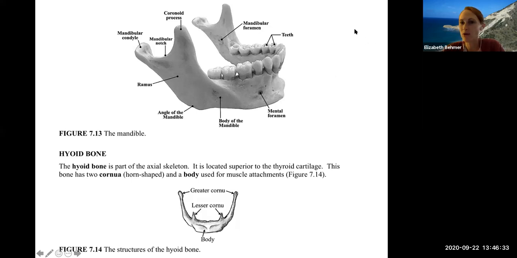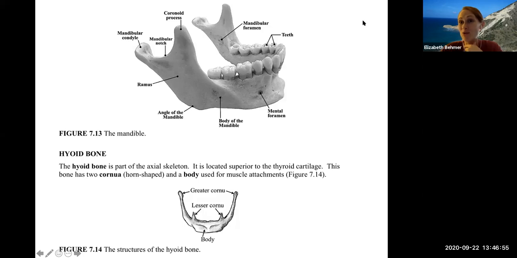Your hyoid bone is also part of the axial skeleton. It's located right above your thyroid cartilage where your larynx or your voice box would be. It has two cornua, which are horn-shaped, and a body for different muscle attachments. Your hyoid bone isn't attached to any other bone. It just kind of floats and is connected to other muscles and ligaments.